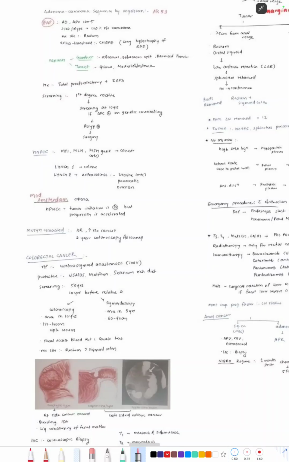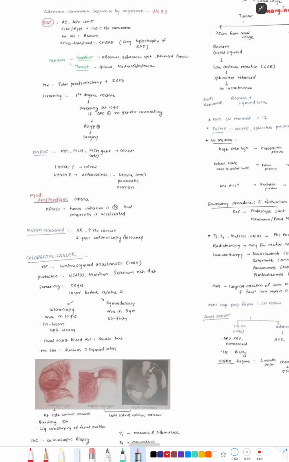In HNPCC, the tumor initiation is normal, but however the progression is fast. In familial adenomatous polyposis, the tumor initiation is fast, but the progression is normal. Then MUTYH associated polyposis is autosomal recessive, it increases the risk of cancer, and 2-year colonoscopy follow-up is required.